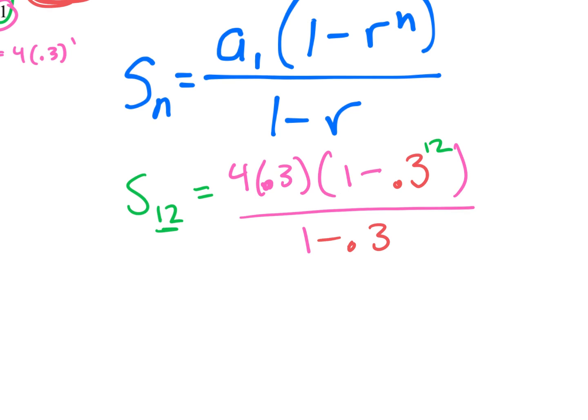And then we put this into the calculator. So just be careful that you follow your order of operations when putting this in the calculator. Start with the exponent, then multiply. So the sum of our 12 numbers is 1.7.